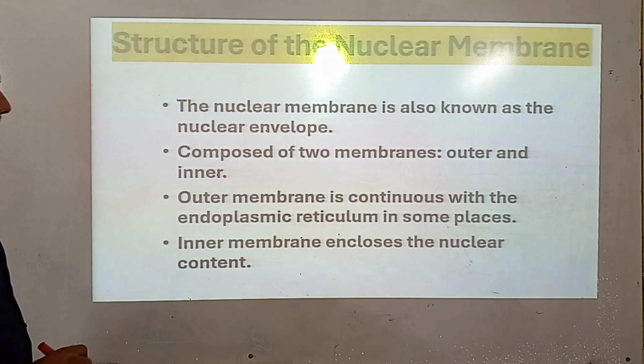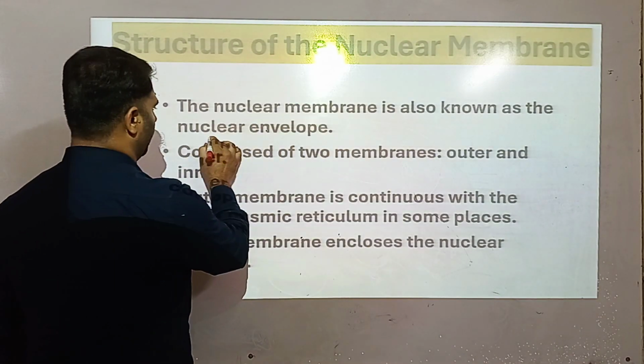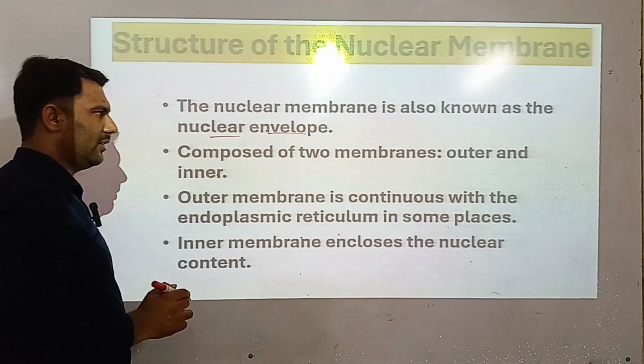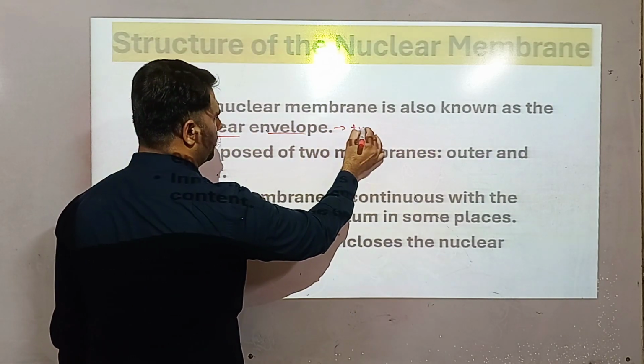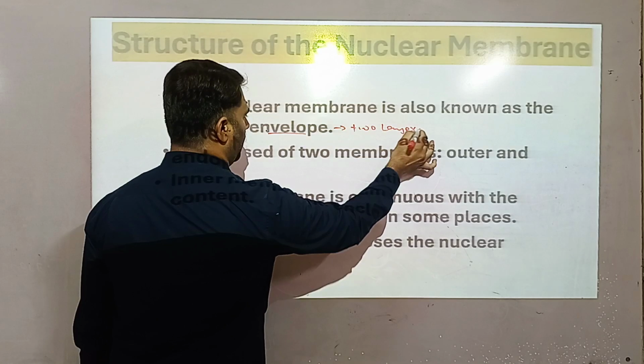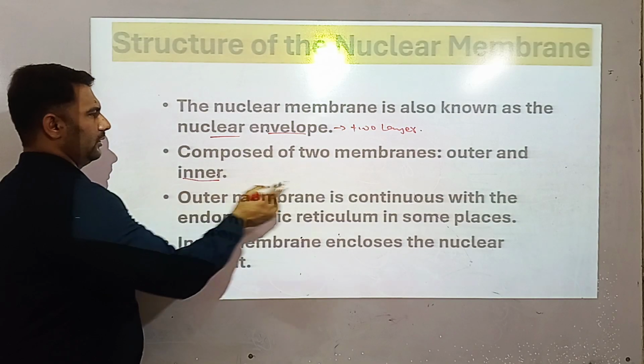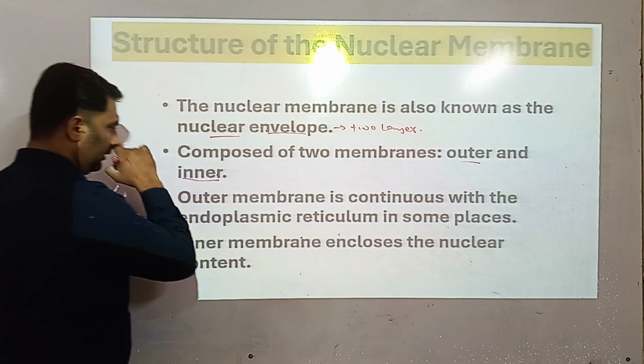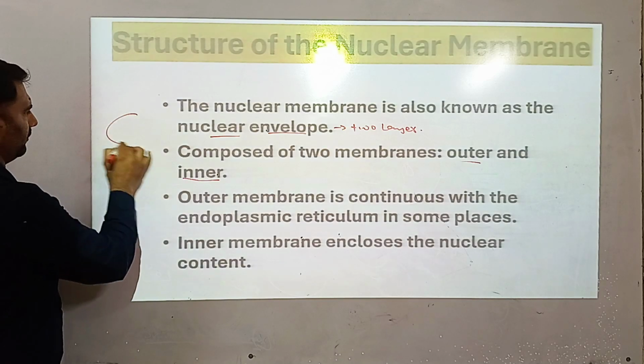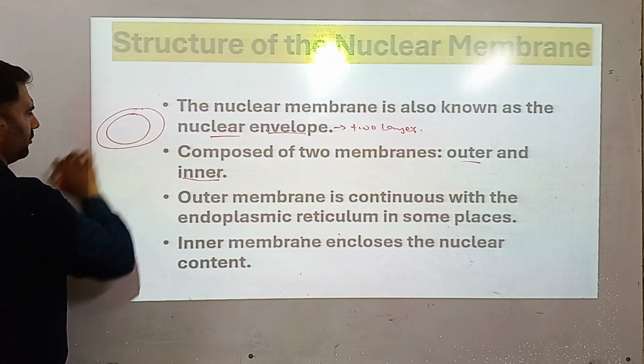So, the structure of the nuclear membrane. The nuclear membrane is also known as the nuclear envelope, as I said earlier. Envelope means that which contains two membranes, two layers, outer and inner. So it is composed of two membranes, one outer and one inner. These membranes are actually in this form. For example, this is the inner membrane, this is the outer membrane.